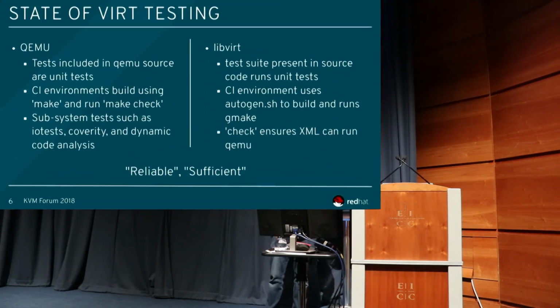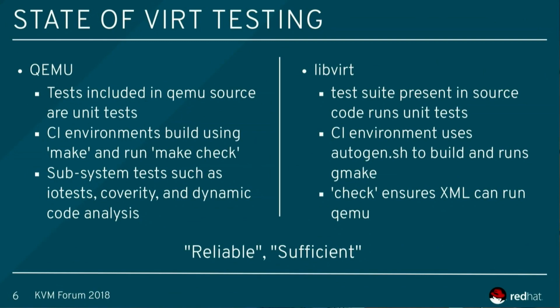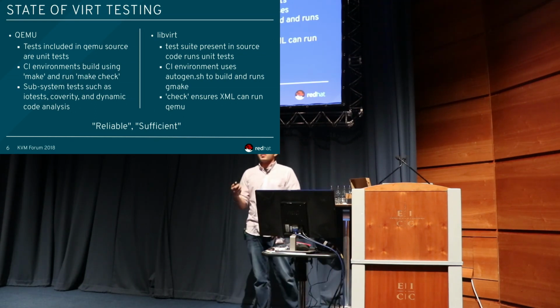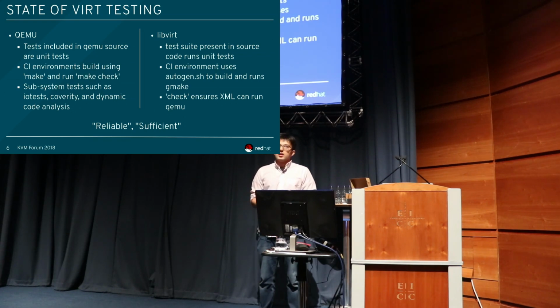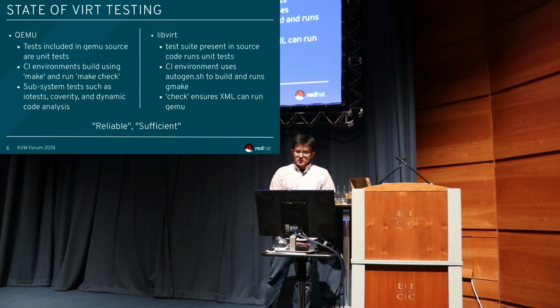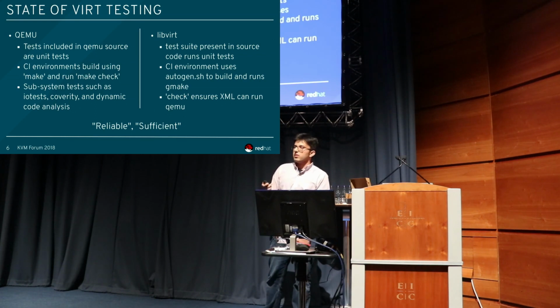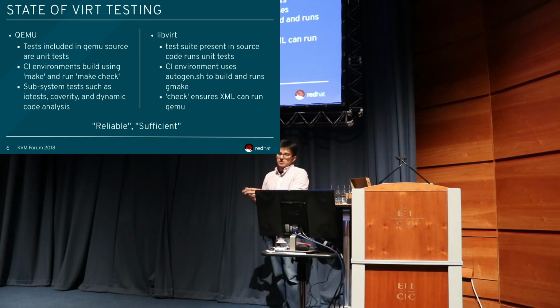So let's get started. So the current state of virtualization testing, I'll start with QEMU, is that there are tests included in the QEMU source tree. They are basically unit tests. The current automated CI environments build QEMU from source using make, and then they run make check. In the source tree, there are also subsystem tests such as IO test, Coverity, TCG, Q-test framework, and other code analysis tests, but they're not part of the CI. They are run by developers who work on those subsystems.